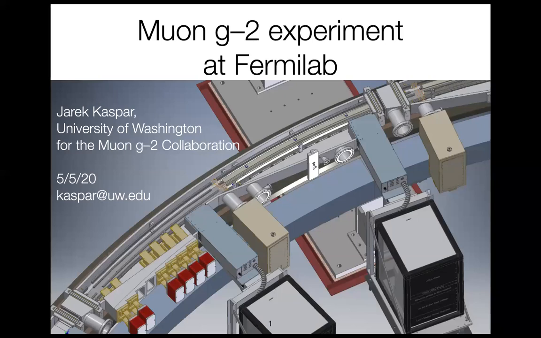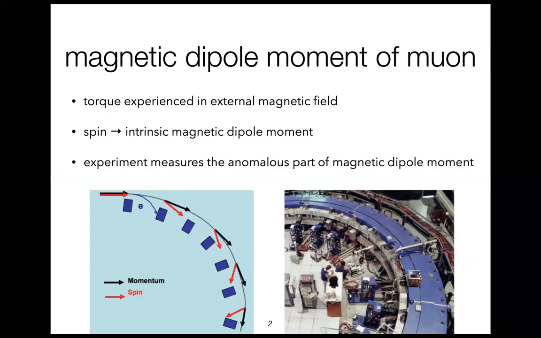Today I'm going to talk about the Muon G-2 experiment at Fermilab in the context of other experiments at the lab and other muon experiments at the lab. The Muon G-2 experiment measures the magnetic dipole moment of the muon, which is the torque experienced by the muon in an external magnetic field. Any particle with a spin has an intrinsic magnetic dipole moment, and the experiment directly measures the anomalous part of the magnetic dipole moment.